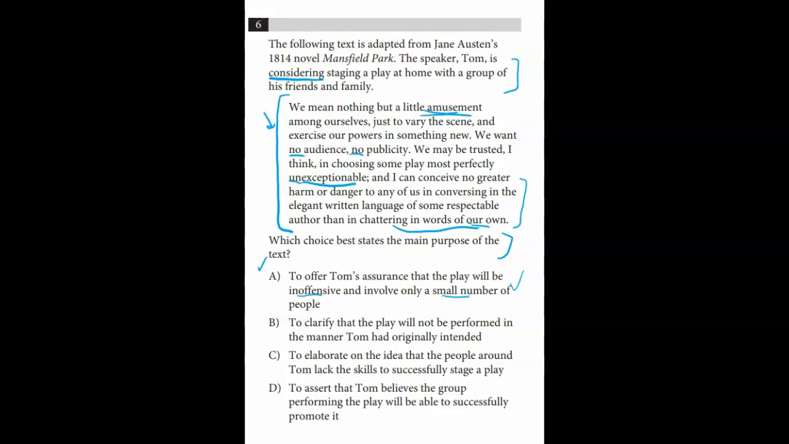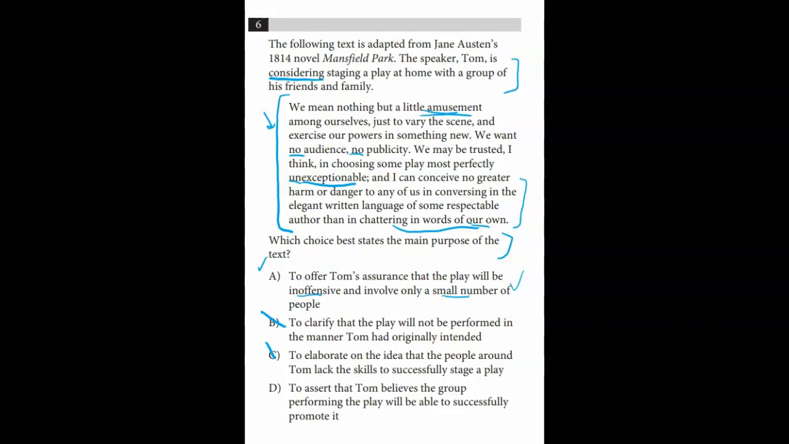To clarify, the play will not be performed in the manner Tom has originally intended. No. I don't even know what he originally intended, but it seems that he's pretty set on performing the play exactly like how he describes. So B's out. C, to elaborate on the idea that people around Tom lack the skills to successfully stage a play. He's not saying that.